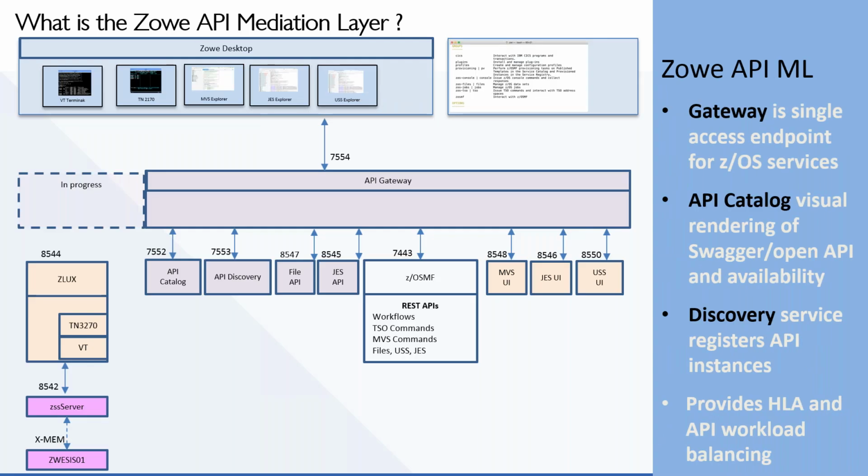Okay, so that was really the background. I didn't want to jump straight into this slide without covering the background. So the Zowe API Mediation Layer. It's a very core part of Zowe. It's based upon the Netflix Zowe framework. So if anybody just Googles for Netflix Zowe or is familiar with Netflix Zowe, it's based upon that same technology.